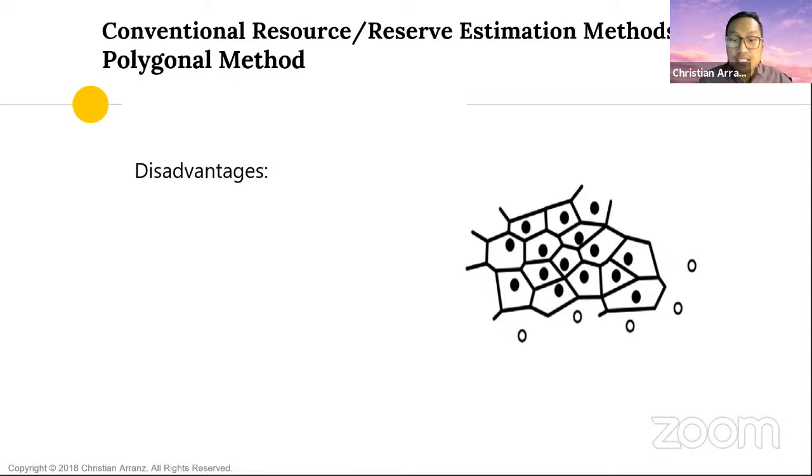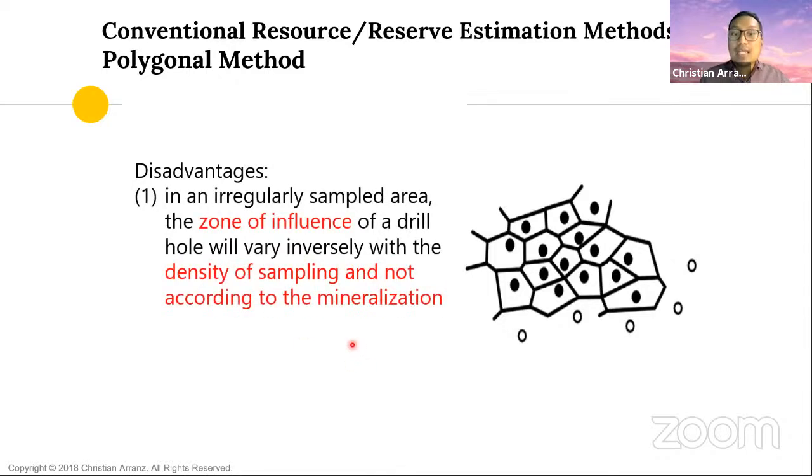Okay? What are the disadvantages naman of this method? So in an irregularly sampled area, the zone of influence of a drill will vary inversely with the density of sampling and not according to the mineralization. Okay, parang ang technical ng pagkakasabi, pero ito lang din yung in-explain ko kanina, na nakadepende yung accuracy mo kung gaano kasinsin or kung gaano ka near each other at kung gaano ka far apart yung iyong drill holes. Siyempre, the farther apart they are, the more inaccurate and imprecise your values are, okay, na makukuha mo.